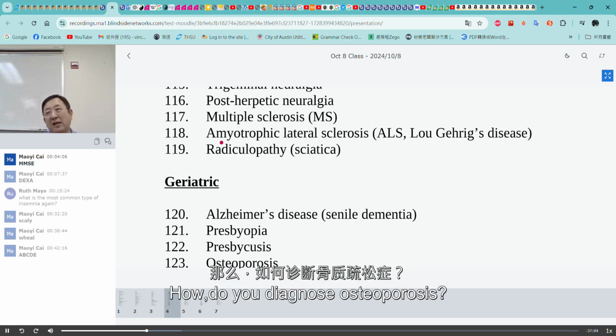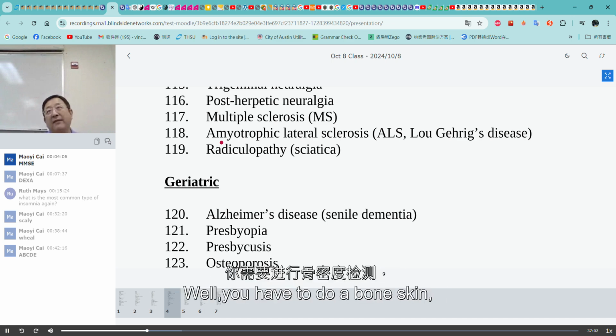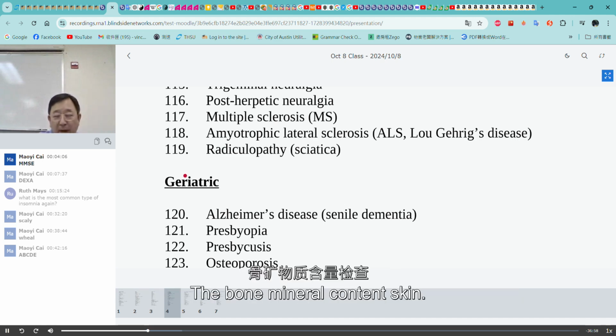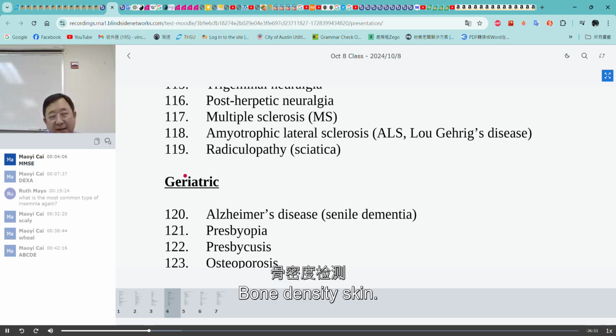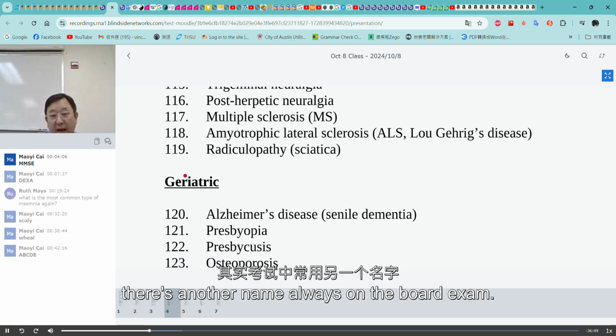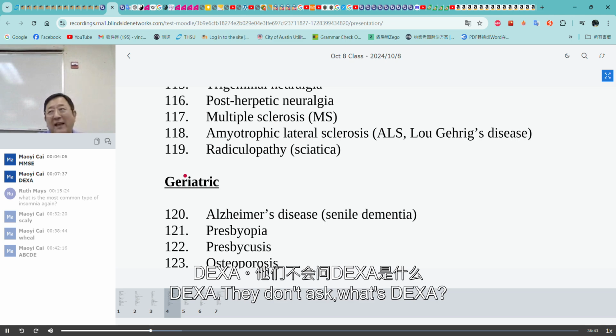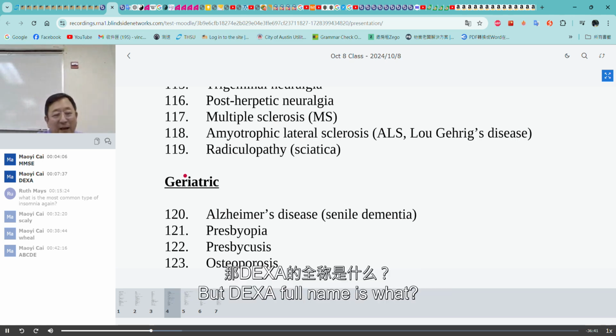How do you diagnose osteoporosis? Well, you have to do a bone scan, which is the particular one you have to know: the bone mineral content scan, or just the bone scan, bone density scan. Actually, there's another name always on the board exam. It's called what? DEXA. DEXA.